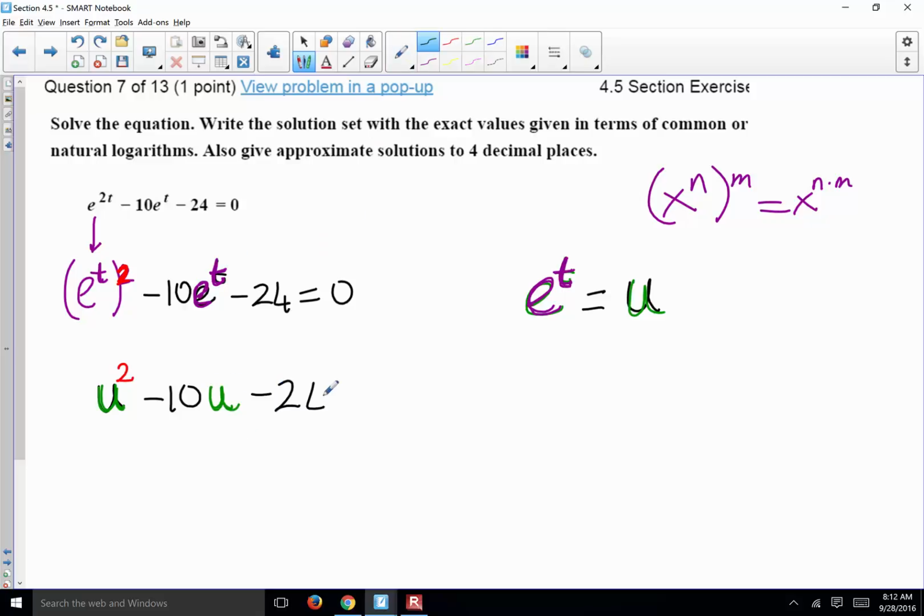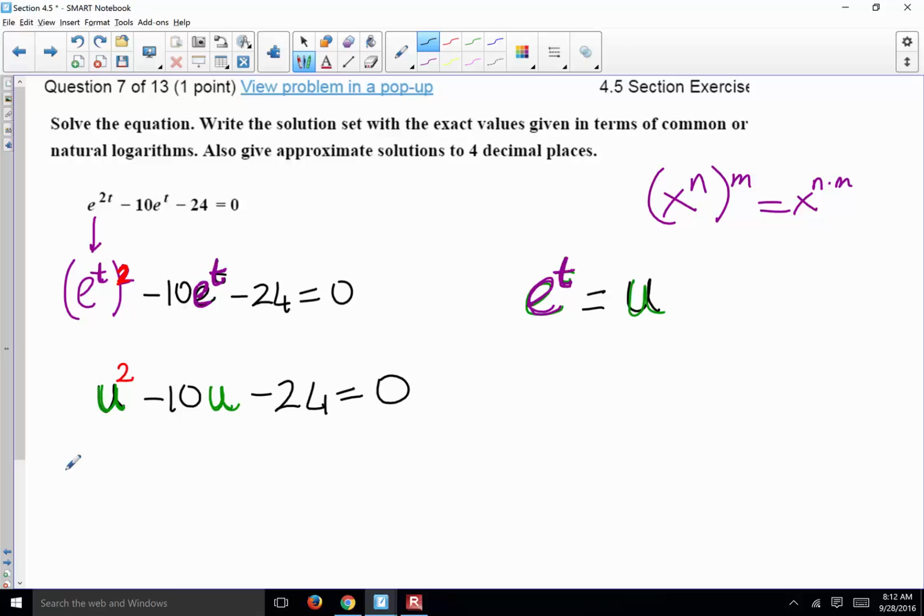Minus 24. Do you see what trick I did? Do you see the trick? The ugly looking, scary looking e to the t monster turned into the beautiful variable we've been working with all our lives, right? This is a quadratic equation now. A square equation. And you know how to solve these very well. How do we solve these really?